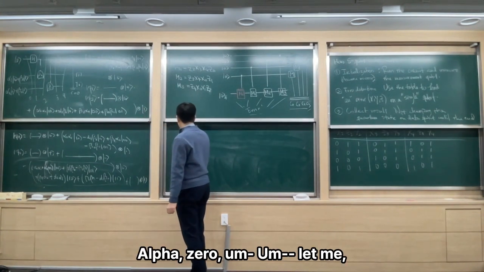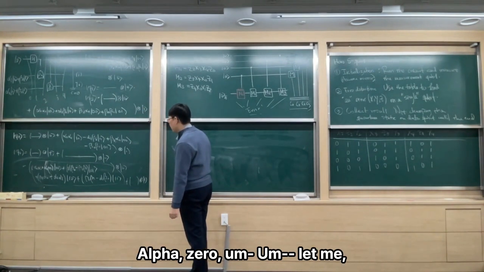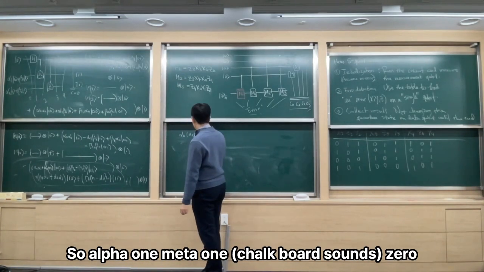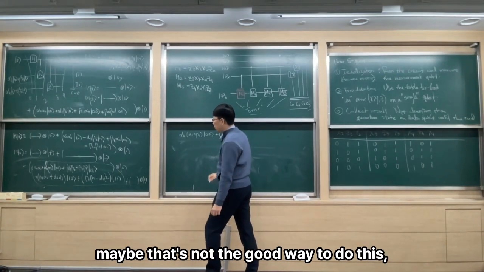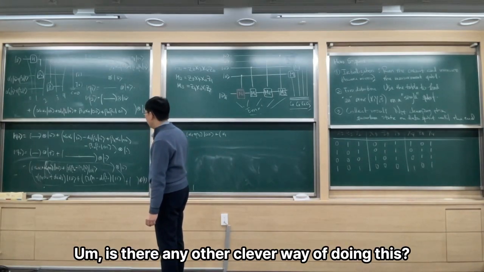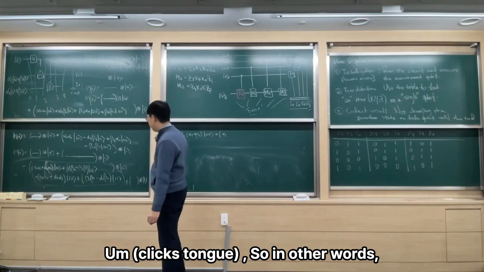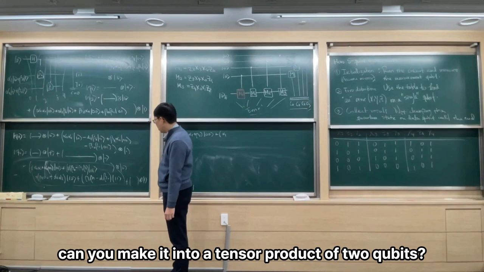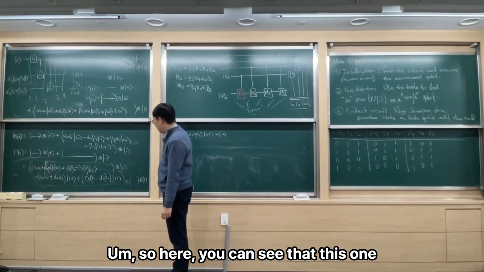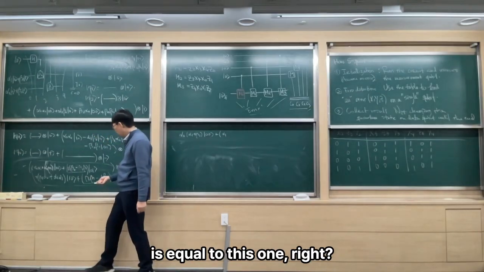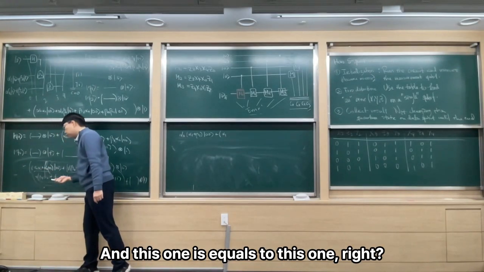So what is it? Alpha 0. Let me do it as far as I can. So alpha 1, beta 1, 0, and alpha 1. Maybe that's not a good way to do this. So let's see. Is there any other clever way of doing this? In other words, can you make it into a tensor product of 2 qubits? So here you can see that this one is equal to this one, right? And this one is equal to this one, right?